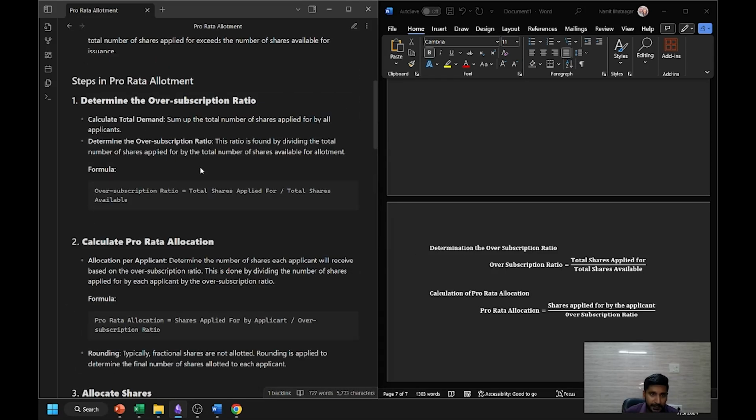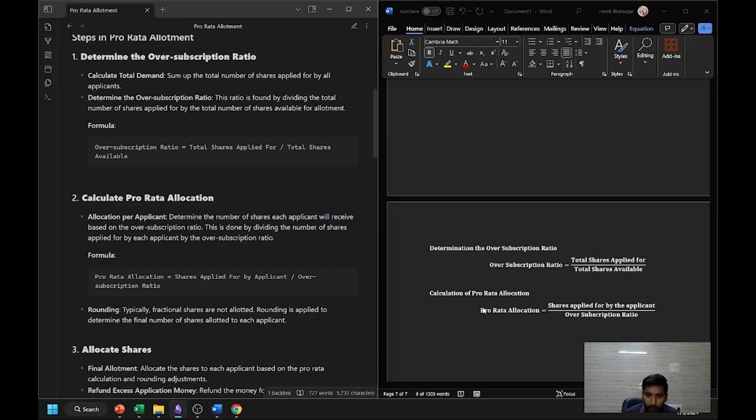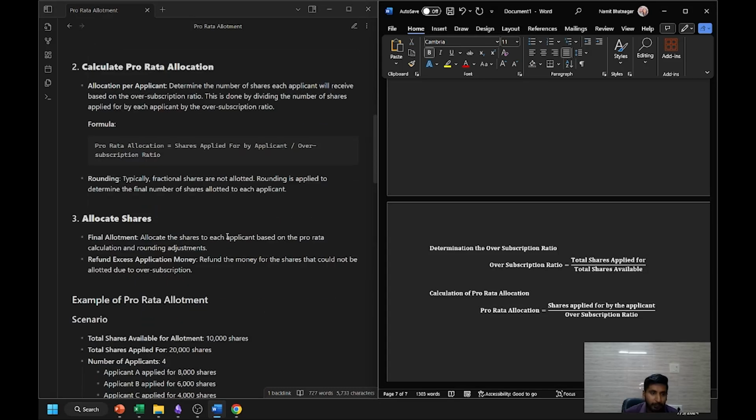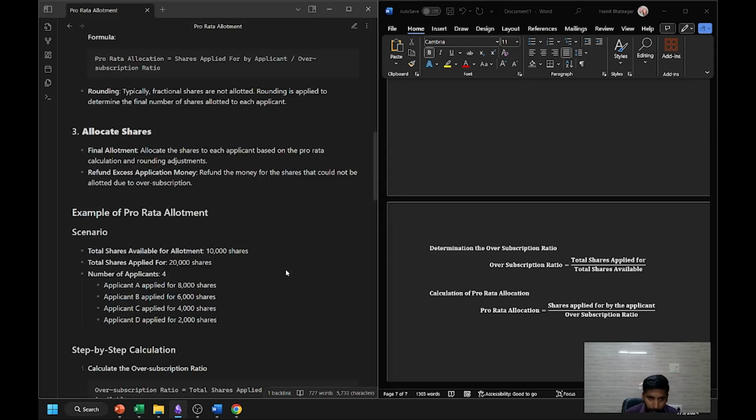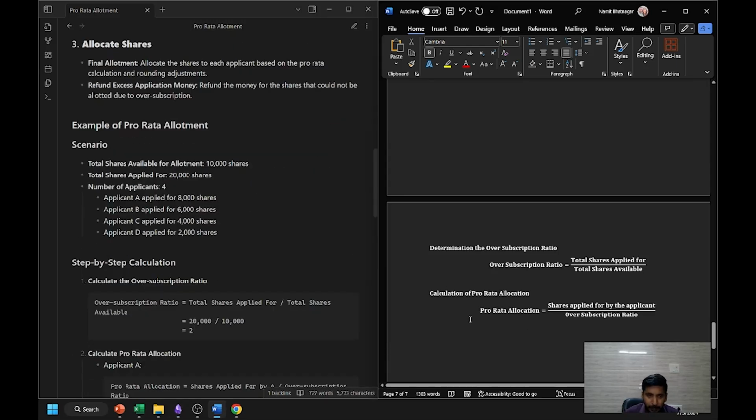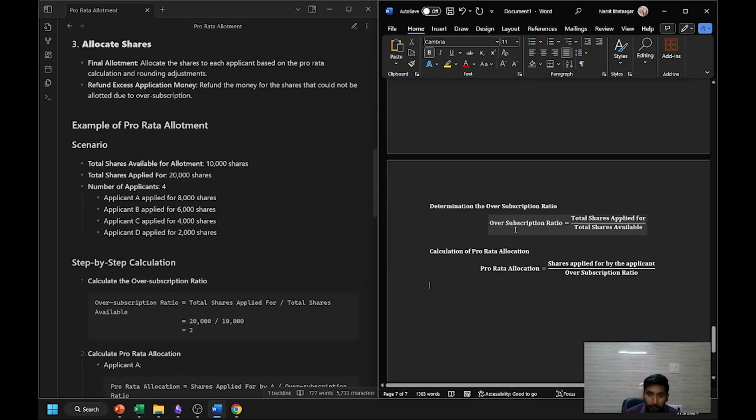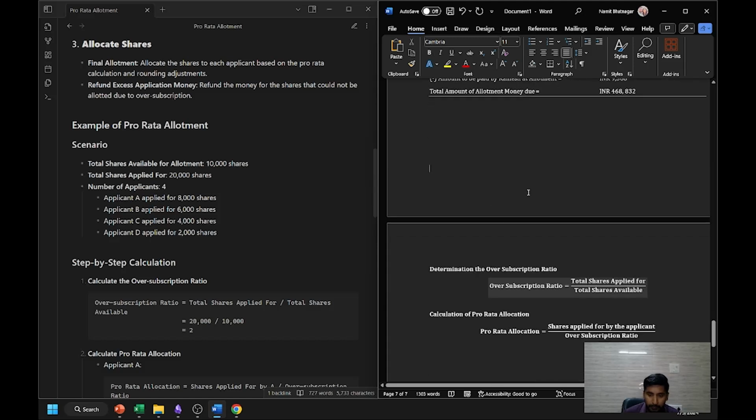So we have to do three things. First, we need to determine the oversubscription ratio from this formula. After that, we need to calculate the pro rata allocation from this formula. And after that, you need to do the rounding. Then the final allotment is to be done, and any excess money can be refunded. Okay. Now let us shift to an example for the pro rata allotment.